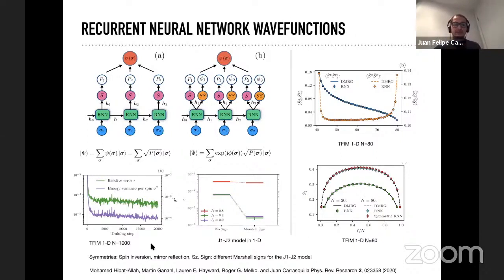And the other thing is we were able to introduce symmetries, like local symmetry, spin inversion, mirror reflection, conservation of magnetization, and we were also able to impose Marshall sign rules and so on, but I don't have time to discuss that.